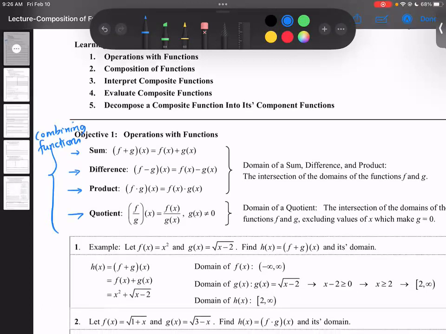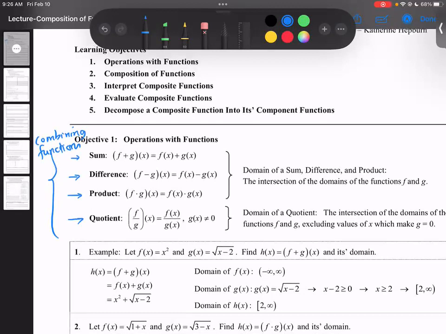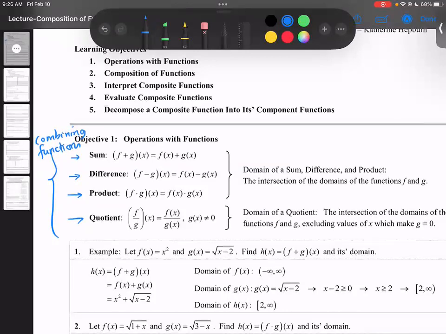Now let's talk about the domain. What happens when I combine two functions? What if those two functions are different things? Well, if two functions are different and you combine them, then the domain of the final function will be the intersection of the domains of those two functions. What does that mean, intersection?